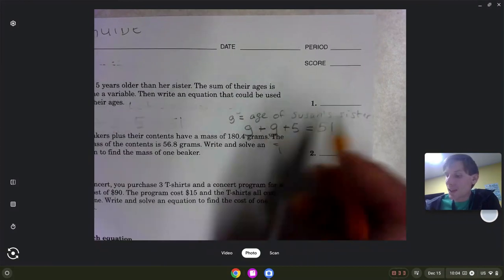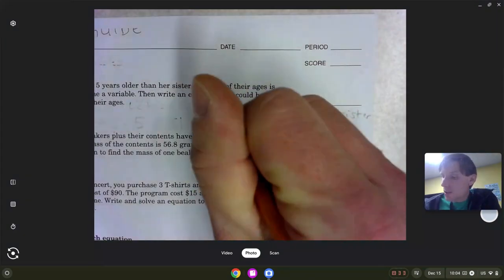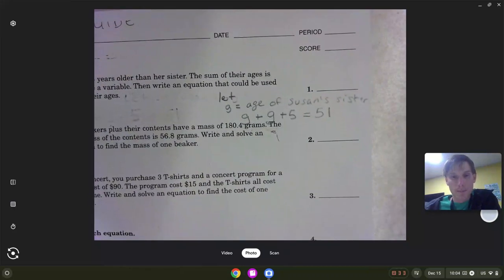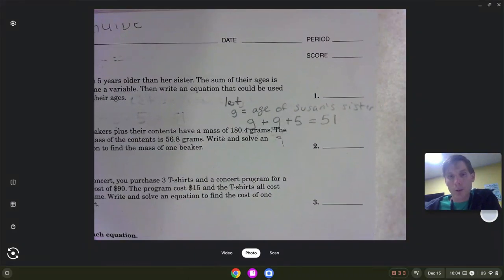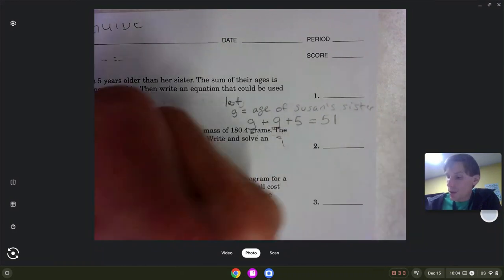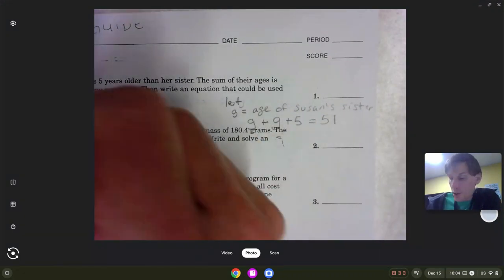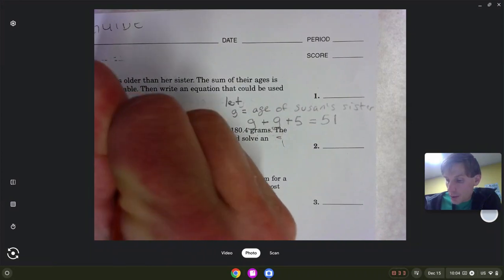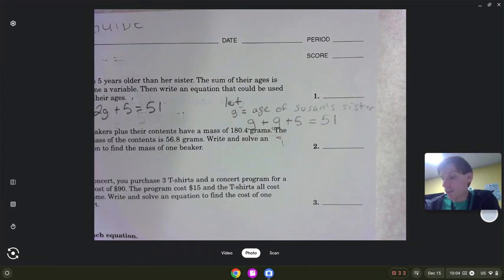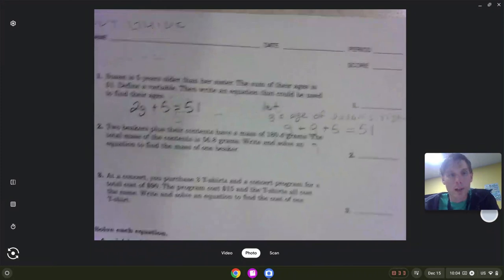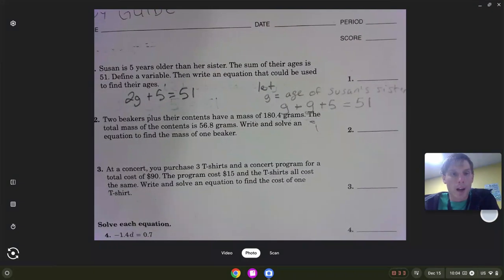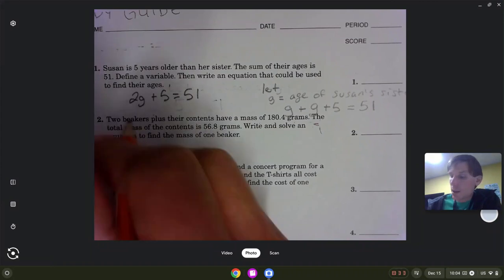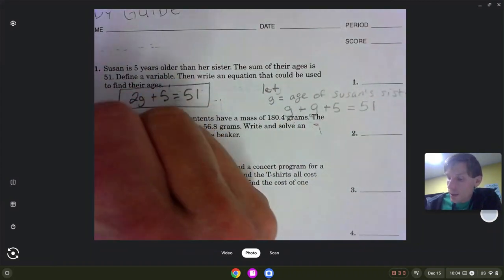Again, when they say define a variable, in this case we're saying let G equal the age of Susan's sister. All right, there's our equation. We could simplify it one step by combining our like terms, which is G and G. So that's 2G plus 5 equals 51. Okay, so that's our equation, right? There'll be other problems to solve, but for simplicity's sake, it's just asking us to write the equation, not solve it.